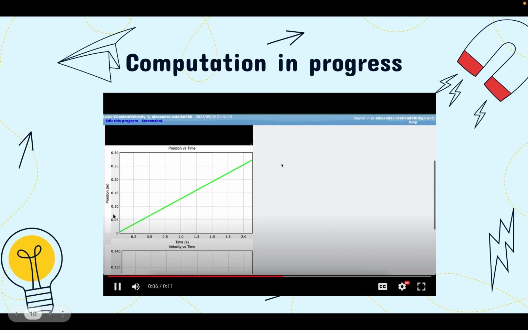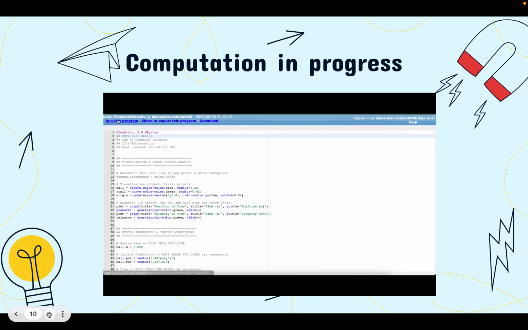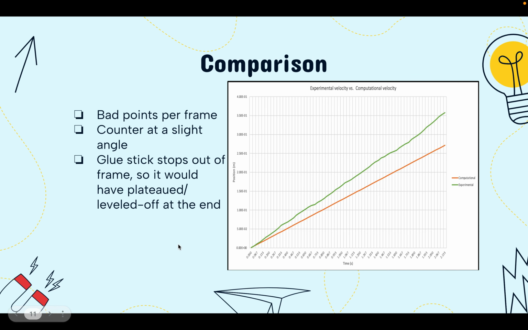As you can see, it gives us a position-time graph with constant velocity. Here we have the computational data that we just saw with the experimental data that we got from Tracker. Normally, the computational data is above the experimental because in reality, no object will continue moving at constant velocity. It will experience some form of frictional or air resistance. However, in this case, our experimental was above for some reason.